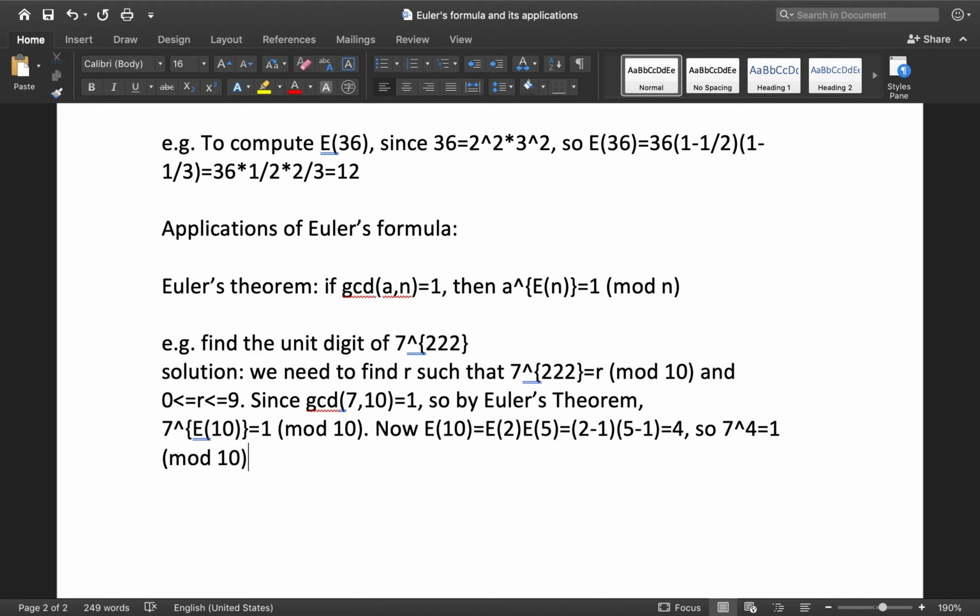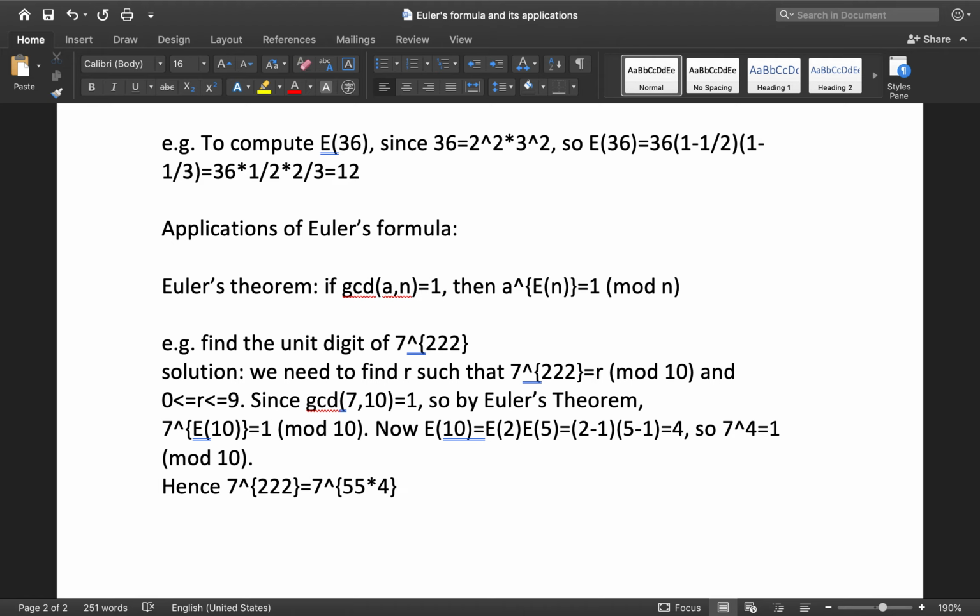Well, if you have a good memory, in my previous videos we have seen that relation already. 7 to the power 4 always gives me 1 modulo 10. But now we use another formula to get the same answer. Now using this we can reduce the value of 7 to the power 222. Very easy, because now you can change the power into this: 55 times 4, because 55 times 4 is 220.